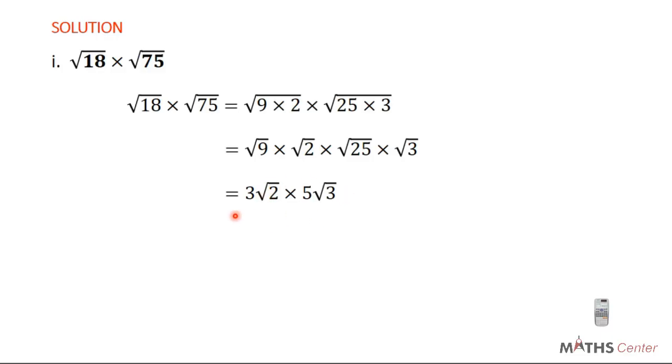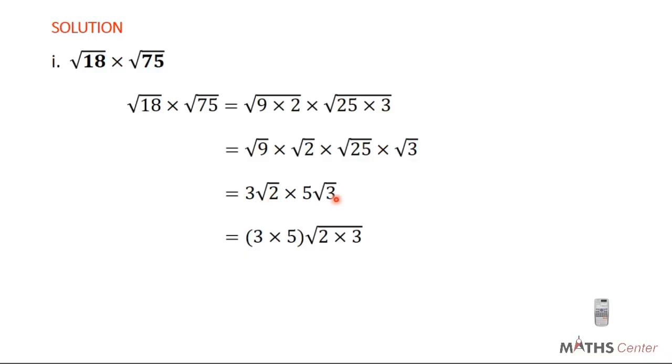So we can multiply. When multiplying, we multiply the numbers in front of the square root sign. So 3 will multiply 5. Then the numbers under the square root sign will multiply. So 2 will multiply 3. Unlike addition and subtraction, for multiplication, even when the numbers under the square root sign are not the same, we can still multiply. So we multiply the numbers in front of the square root sign, 3 times 5.